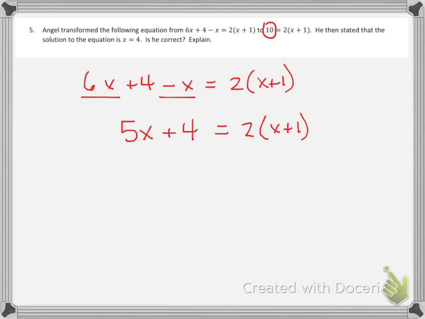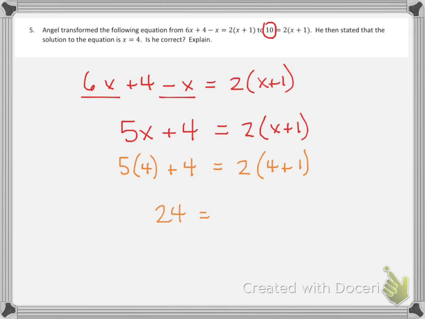But let's throw in the solution. Let's throw in the x equals 4 and see what we get. So every time I see an x, I'm going to plug in a 4, substitute a 4. So this is 5 times 4 plus 4 equals 2 times the quantity 4 plus 1. All right, left side we get 20. 5 times 4 is 20, plus 4 is 24.